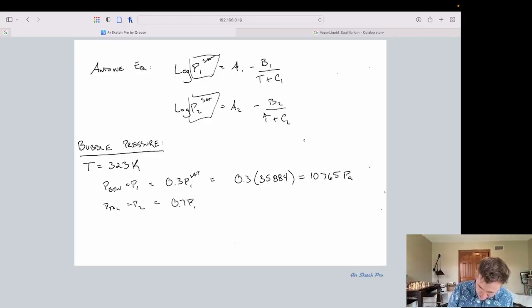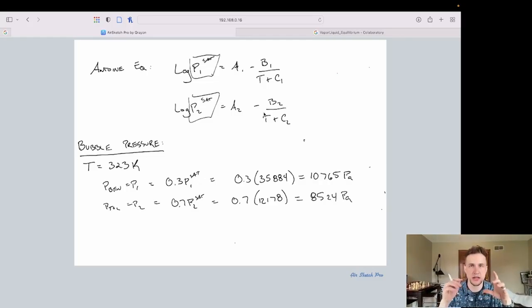So it's saying if we have 0.7 moles in the liquid phase of toluene, there we go. According to the Antoine equation at 323 Kelvin, then the pure component vapor pressure for it in vapor liquid equilibrium is 12,178 pascals, which gives us 8,524 pascals. So then the bubble pressure is the sum of the partial pressures equaling the total pressure. So that means that our pressure of benzene and toluene equals P total, which equals in this case these two right here, which is 19,290 pascals. Okay.